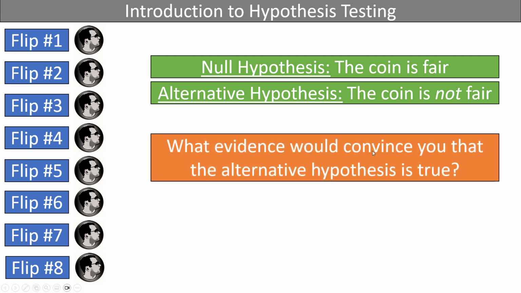The question, of course, becomes, what evidence would convince you that the alternative hypothesis is true and that this is not a fair coin? Is 8 heads in a row enough to convince you that the coin is not fair? Well, for some people it might be, but for some people it might take more than 8 flips or maybe less than 8 flips. This is the setup that we will have for all hypothesis testing problems.